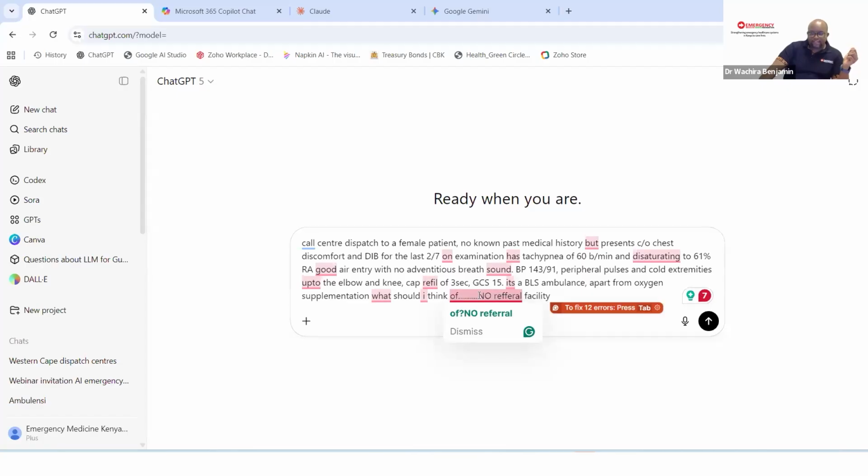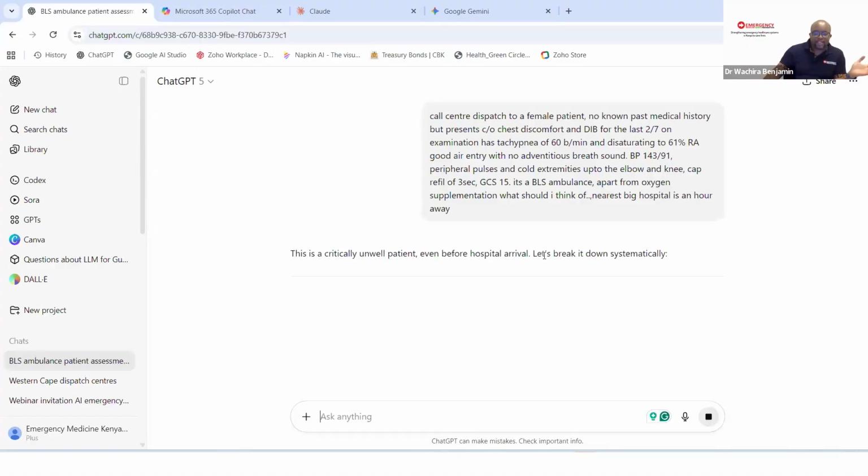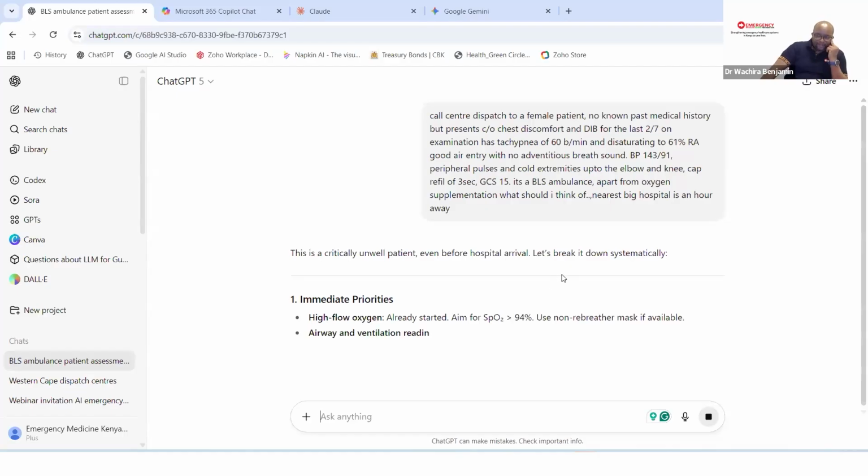So here you can't say there's no referral facility. It's more like a distance thing. Let me just say the nearest big hospital is an hour away. Because yeah, you can't say there's no referral facility.